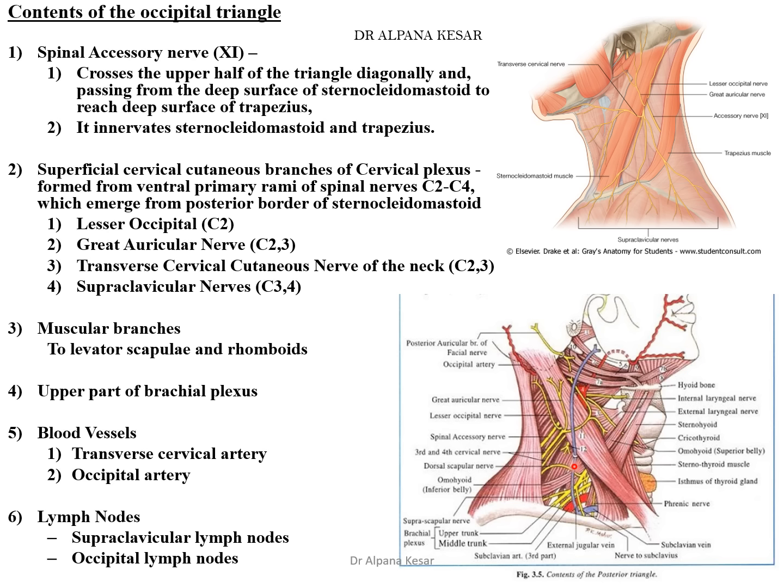Blood vessels present in the occipital triangle are the occipital artery and the transverse cervical artery. Lymph nodes present in the occipital triangle include supraclavicular lymph nodes and the occipital lymph nodes.